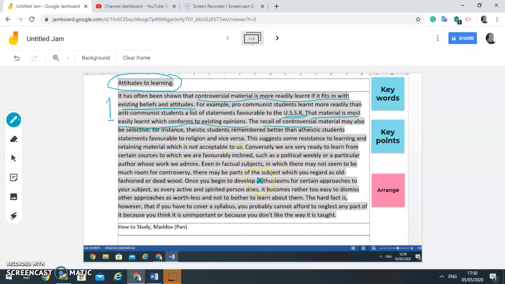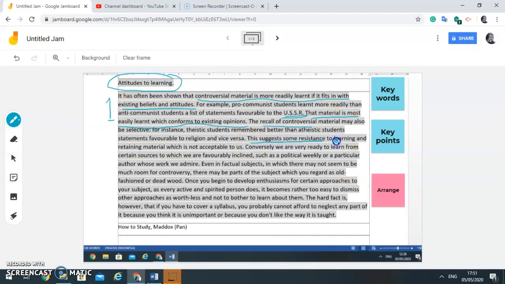Here again, the writer gives you examples which probably you don't understand much about. So about atheistic and theistic students. Some of you just said that theistic students remember better, full stop, without elaborating in what way they remember better. So in this case, theistic students remember better things about religion, for example, verses in the Bible, or probably beliefs about God. Whereas the atheistic students probably cannot recall those kinds of memories about religion. So this suggests some resistance to learning and retaining material which is not acceptable to us.